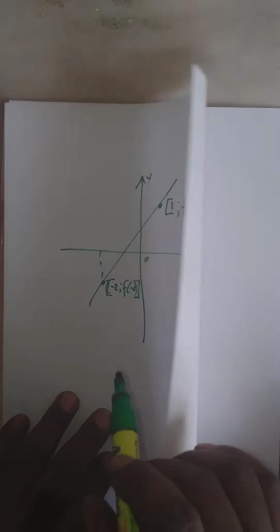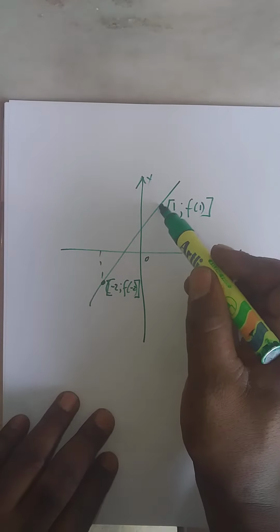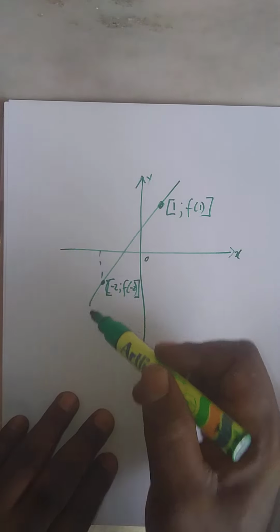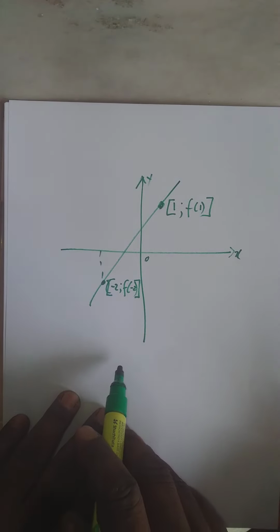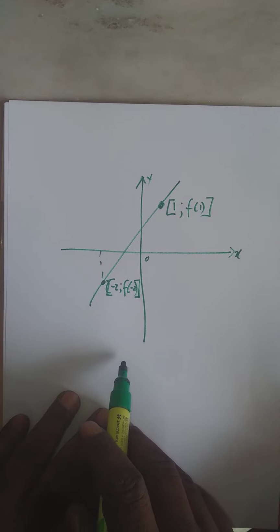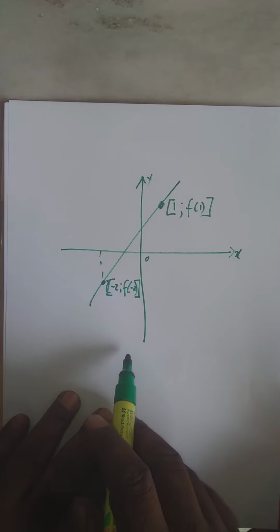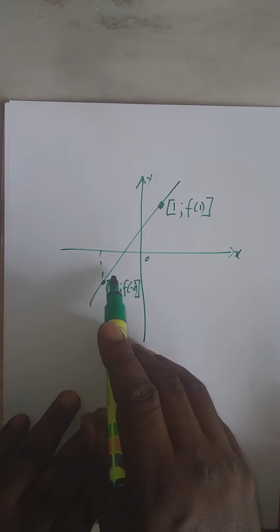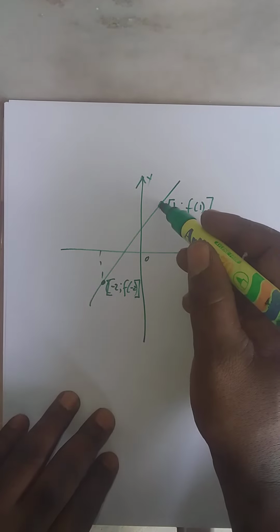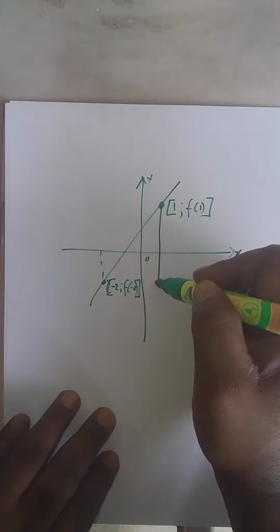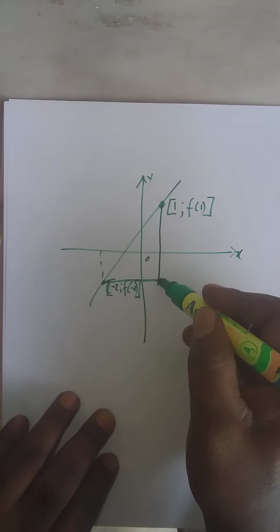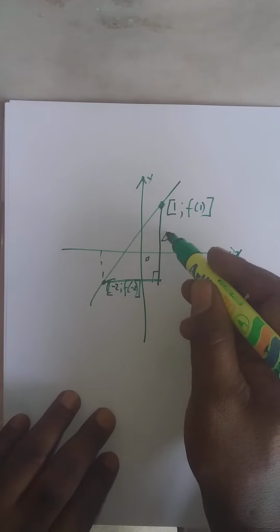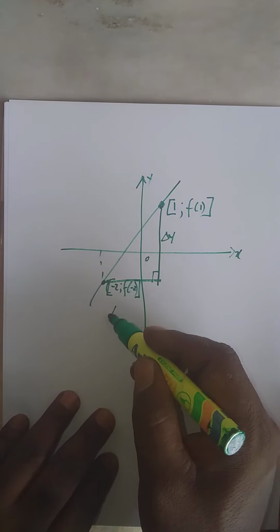Now you remember this. I have this point which is 1 mapped to f at 1 and negative 2 mapped to f at negative 2. If I were to calculate the gradient of this line using these 2 points, I would simply find the change in y over the change in x. This is my change in y, and this is my change in x.